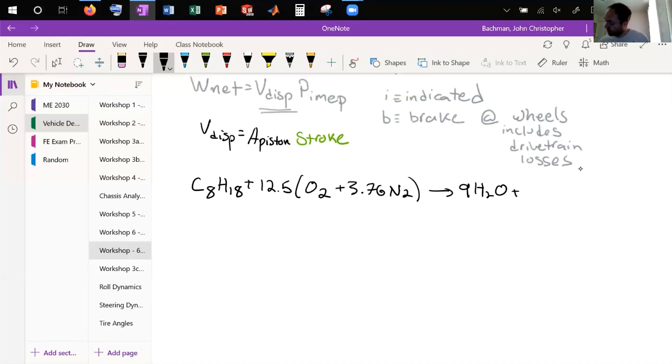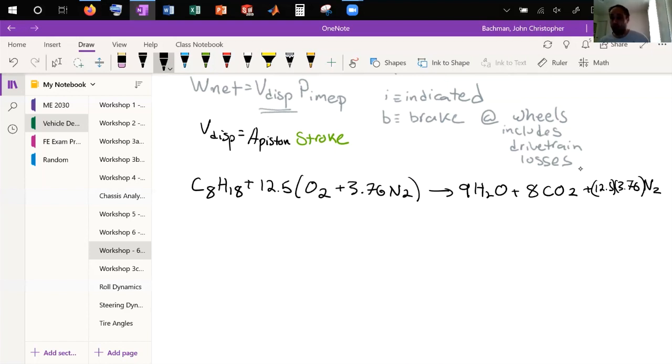So 18 divided by 2 plus 8 CO2 for those, and then you're going to get 12.5 times 3.76 N2, right? Which just goes along for the ride. I mean, if you could carry enough pure oxygen on board your car, you could actually get a lot more power out, because this nitrogen basically just sits in there as kind of a dead molecule, and you have to heat it up with the flame. So that's actually kind of a waste of energy.